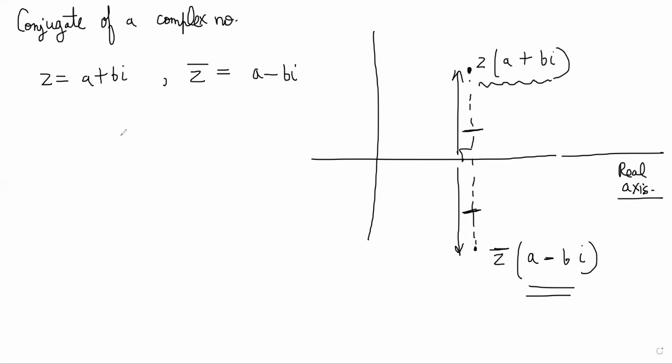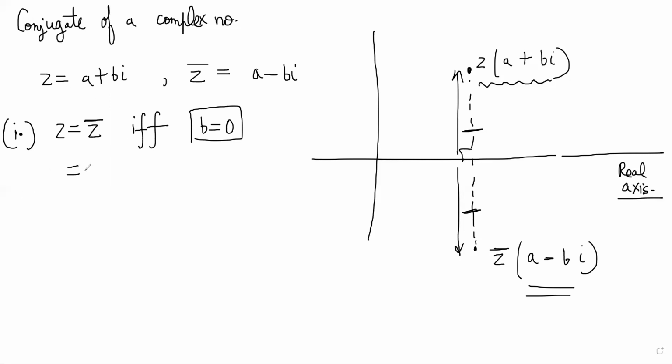So that immediately means that the first property is z is equal to z conjugate if and only if b is 0, right? a plus bi will be equal to a minus bi only if b is 0. And if b is 0, then the number is a real number. So z is equal to z conjugate means that z is a real number. It is on the number line here. Then only the reflection is the same.